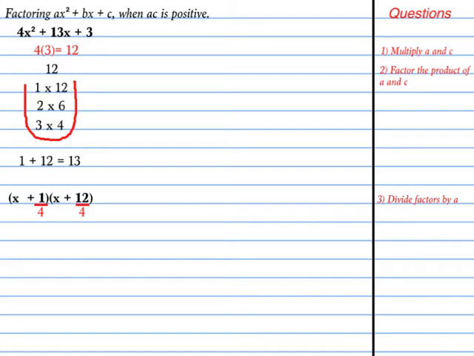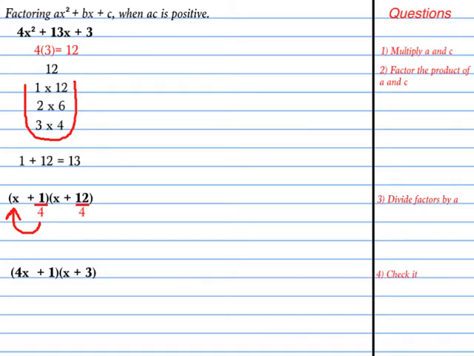Now 1 does not divide by 4. It would give me a decimal. So I would want to move that 4 up as a coefficient of my x. And it would look like this, 4x plus 1. Now, once the first term is taken care of, let's go to the next term. 12 does divide by 4 evenly. It gives me 3. So my second term would be x plus 3. So once you divide your factors by a, you're going to have 4x plus 1 times x plus 3.